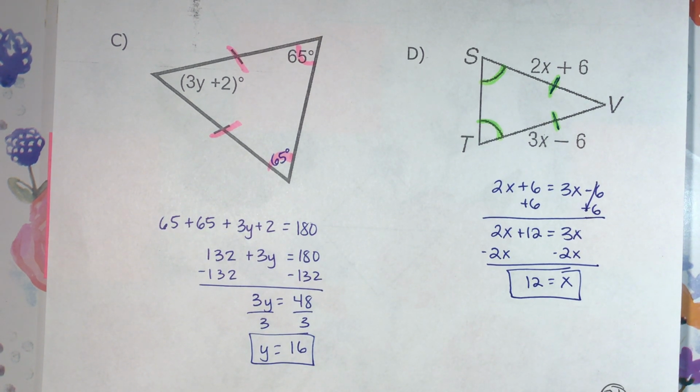Hopefully this is making sense for you. It's all about isosceles and equilateral triangles. That's really the big thing from today.